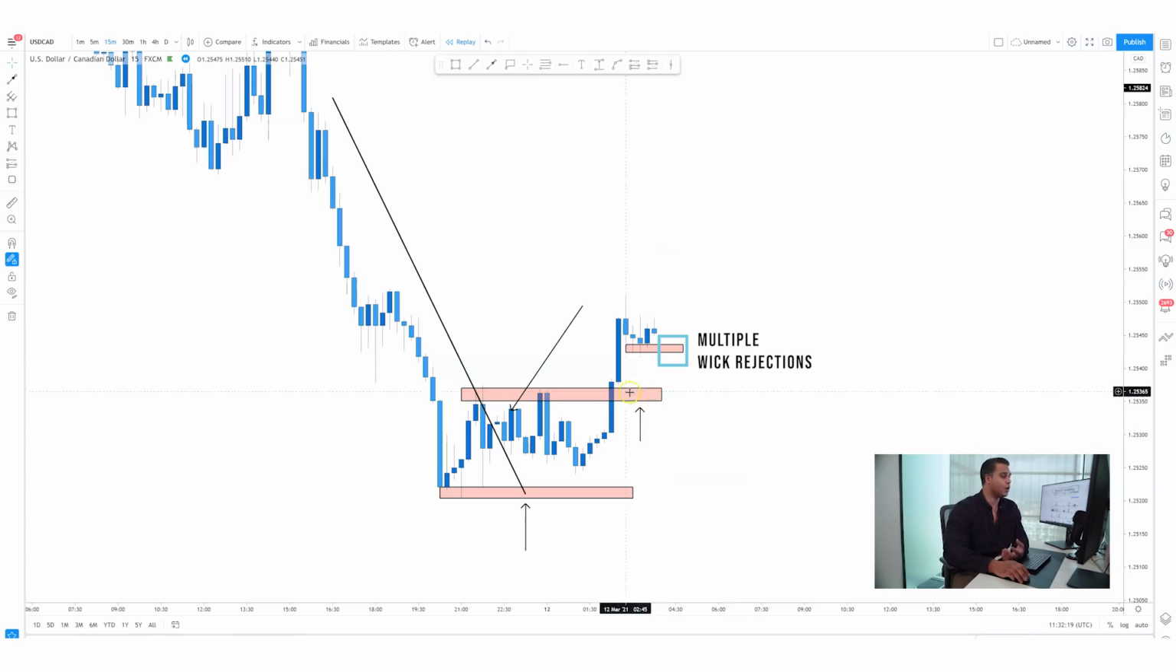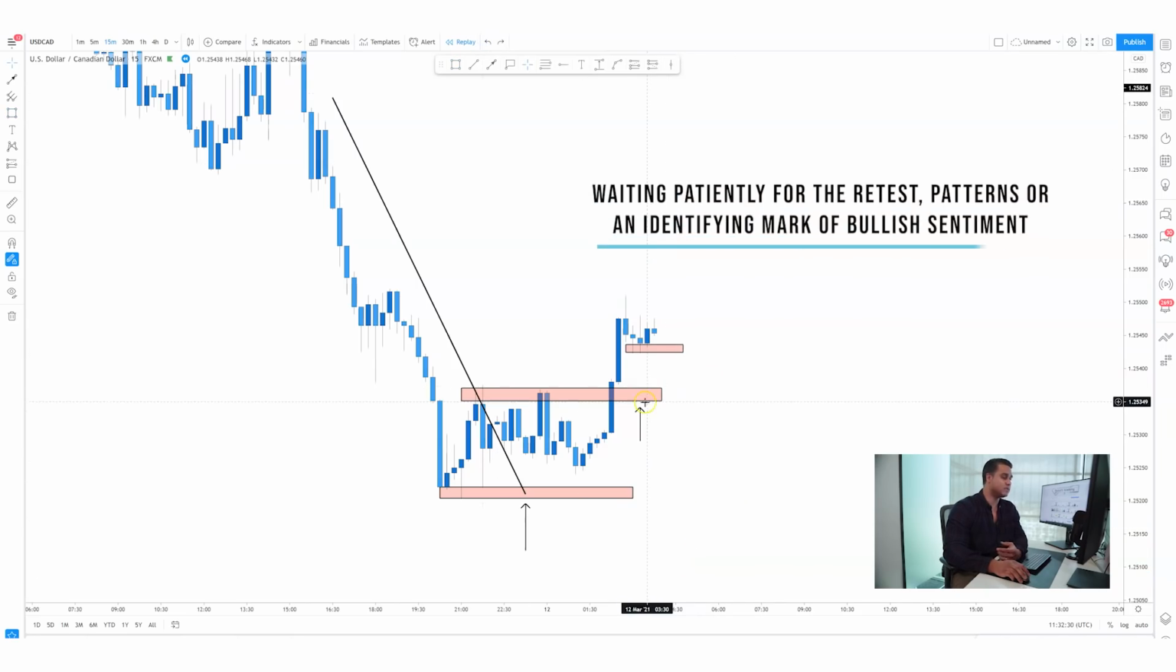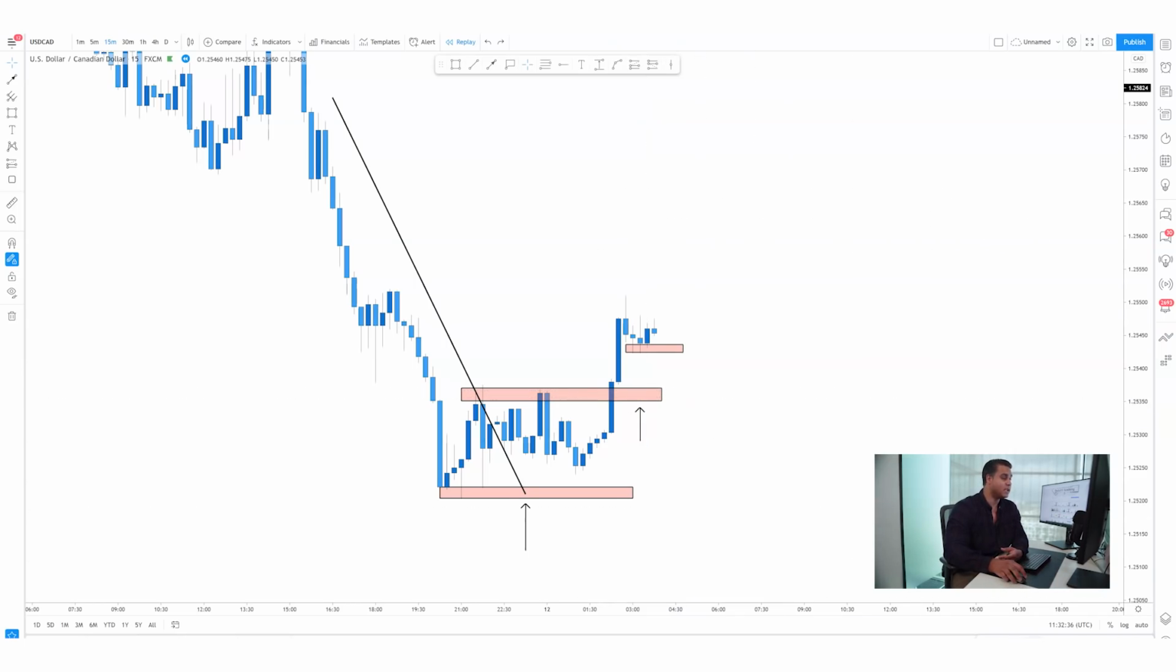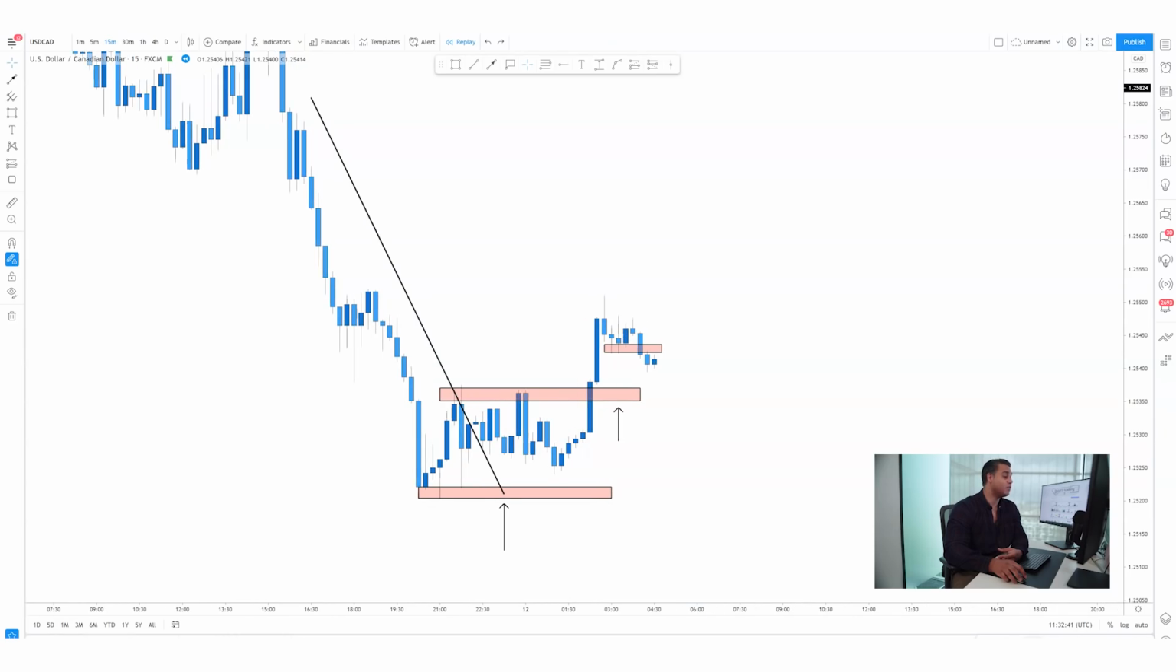But what we do know is that the reversal definitely is in play and that there is a higher chance that price will make a higher high at this stage than it would make a new lower low. So what we've got to be waiting patiently for is the retest, the patterns, or an identifying mark of bullish sentiment. And how we would identify that is by waiting patiently for the market to create a level.